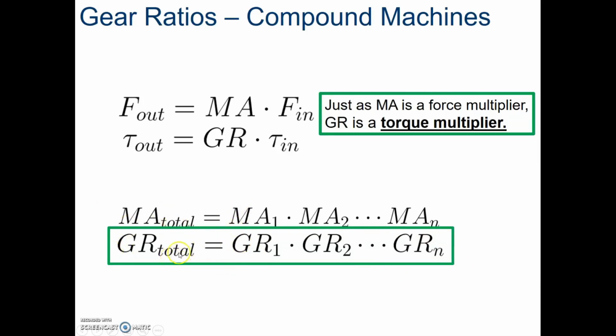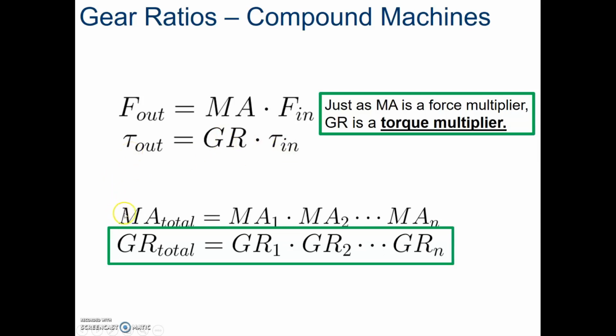So mechanical advantage is essentially like a force multiplier. If I put in 1 pound of work, how much force am I going to get out of the deal? Same thing happens for gear ratio. If I put in a certain amount of torque as an input, multiplying by that gear ratio tells me how much torque I'm going to get out of the deal.